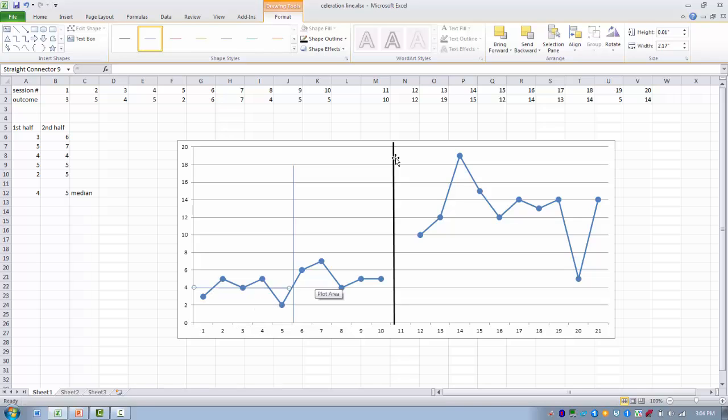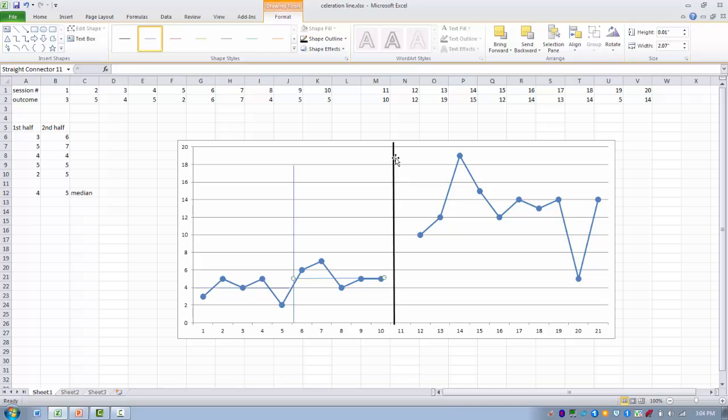I'm going to do the same thing in the second half of the baseline phase, but it has a different median score. So I'm again going to insert a line, but now this is going to be at the data point of 5, and I'm going to bring it across like so, and it happens to go right through those last two data points.